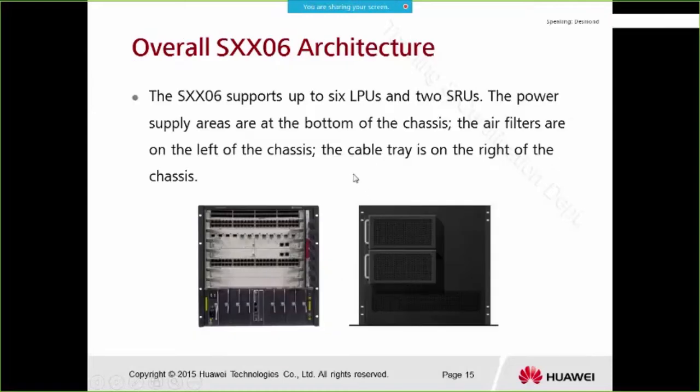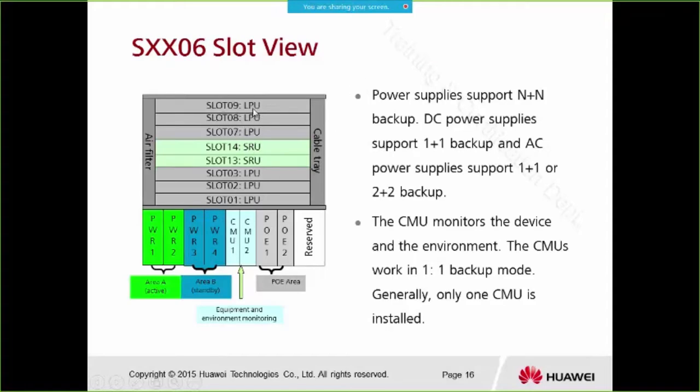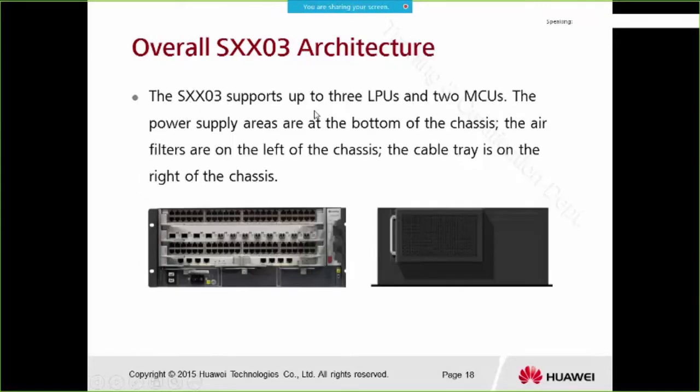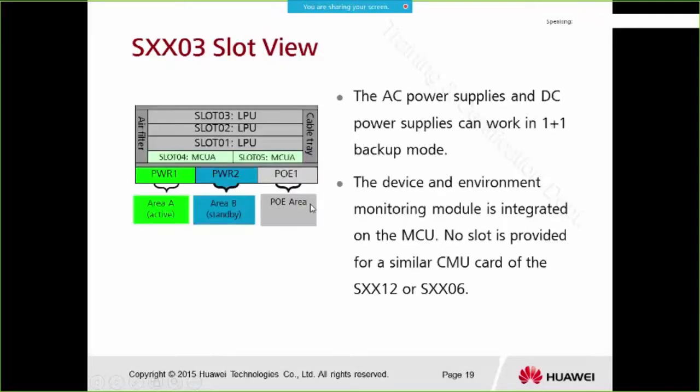For the 06, there is no big difference, only the height is lower than the 12 series, and the number of LPU slots is only 6. And for the 03, this type has only 3 LPU slots, so we can deploy this type in some small-sized enterprise networks. For this type, the main control unit is smaller than the other 2 types, so they share one big slot as sub-slots.